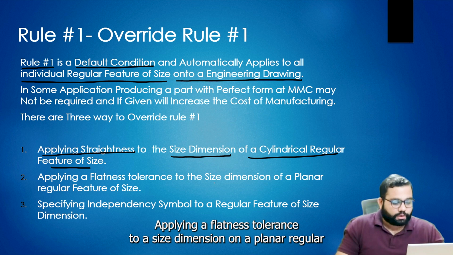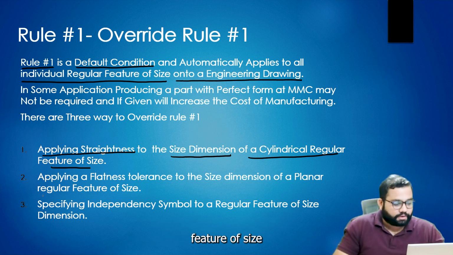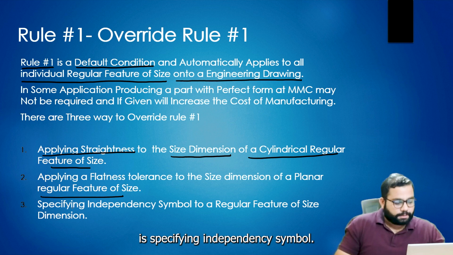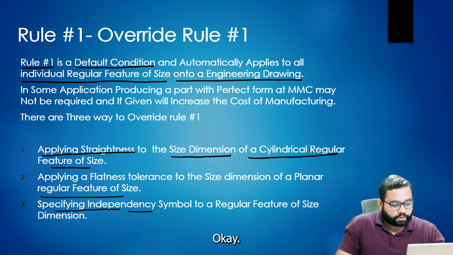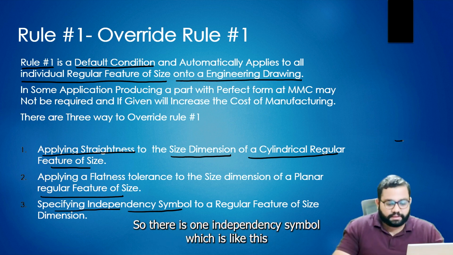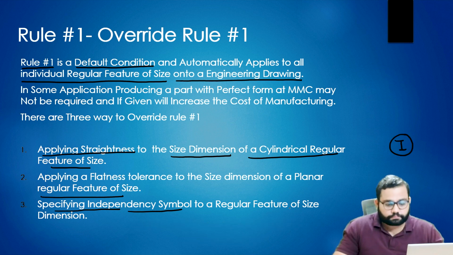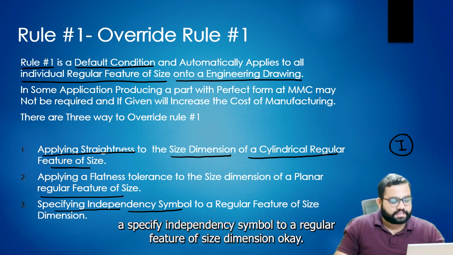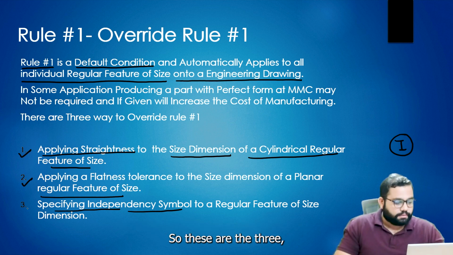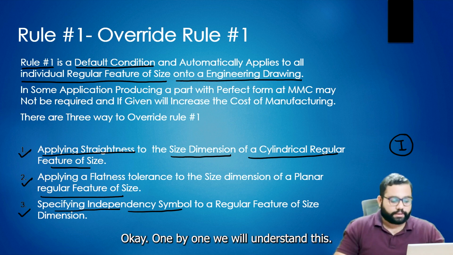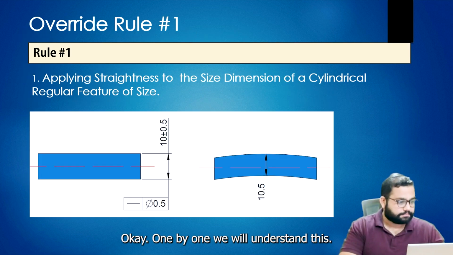The second is applying a flatness tolerance to a size dimension on a planar regular feature of size. The third is specifying the independency symbol, which looks like this, on a regular feature of size dimension. So these are the three ways to override Rule 1. One by one we will understand this.